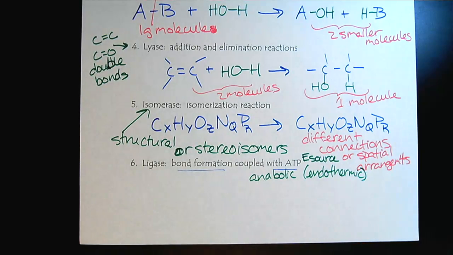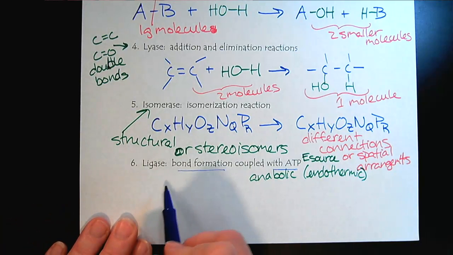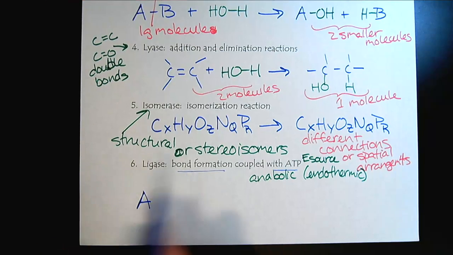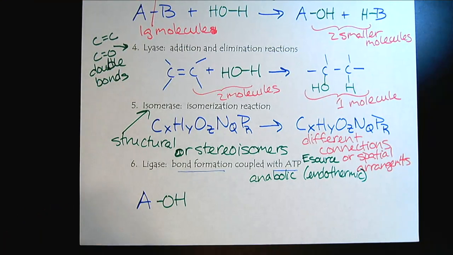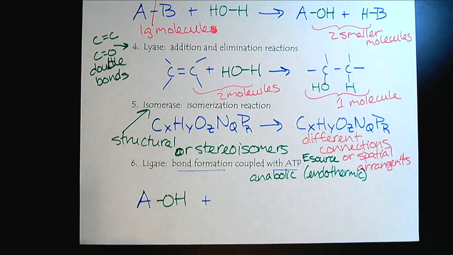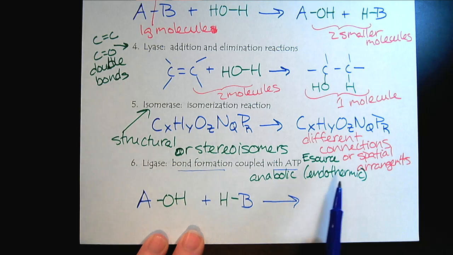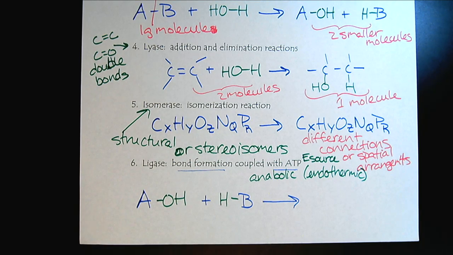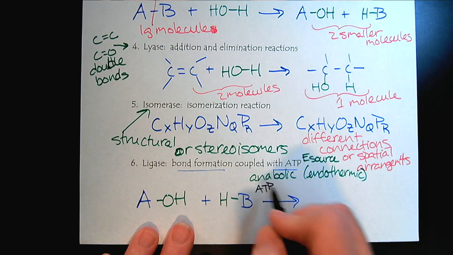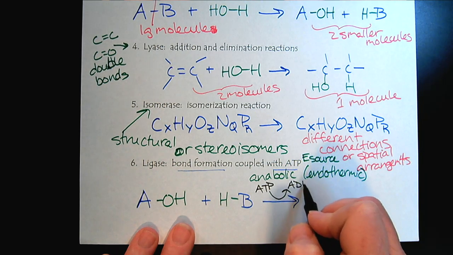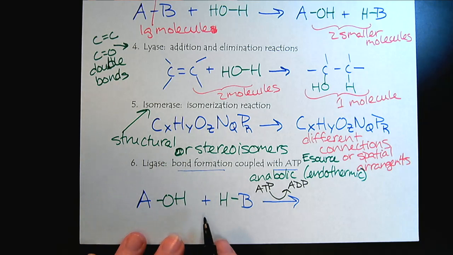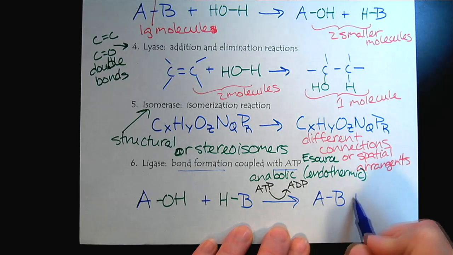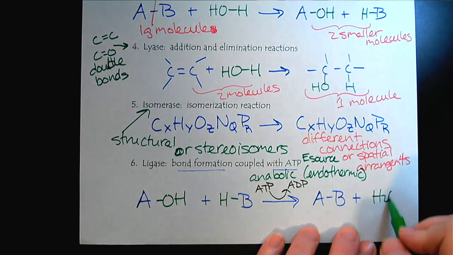All right, so symbolically, what does this look like? It's basically the opposite of hydrolase. We have two molecules, and typically one of them will have a hydroxyl group and the other will have an ionizable hydrogen. We're going to link these two molecules together. But because it's endothermic, it won't happen on its own. So we bring in some ATP, and it will hydrolyze to ADP, and in the process release energy, which couples to this reaction so that we can produce a larger molecule, and then we have water as a byproduct.